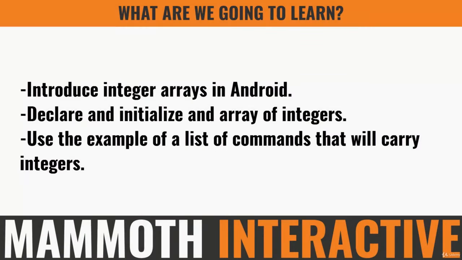In this part of our tutorial, we're going to introduce to you integer arrays in Android. We're going to do that just by declaring and initializing an array of integers, similar to what we did with our variables tutorial. We're going to use the example of a list of commands to either move forwards or backwards, depending on the integer value, and that will carry integers instead of the booleans that we saw in the previous video.